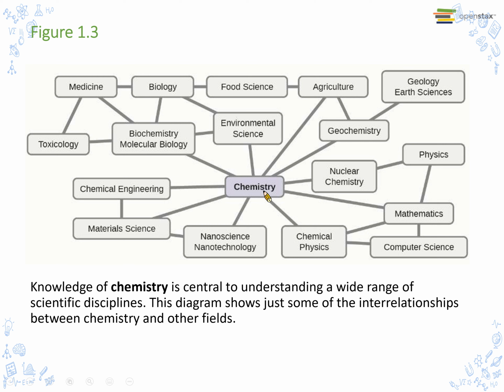Chemistry is here. It's related to chemical engineering, materials science, nanoscience, nanotechnology, chemical physics, mathematics, computer science, nuclear chemistry, physics, geochemistry, environmental science, biochemistry, molecular biology, toxicology, medicine, biology, food science, agriculture, geology, earth science. So the knowledge of chemistry is essential to understand a wide range of scientific disciplines. This is important.